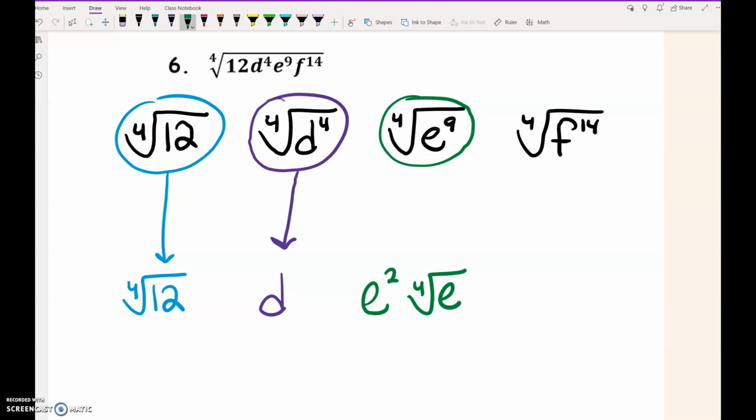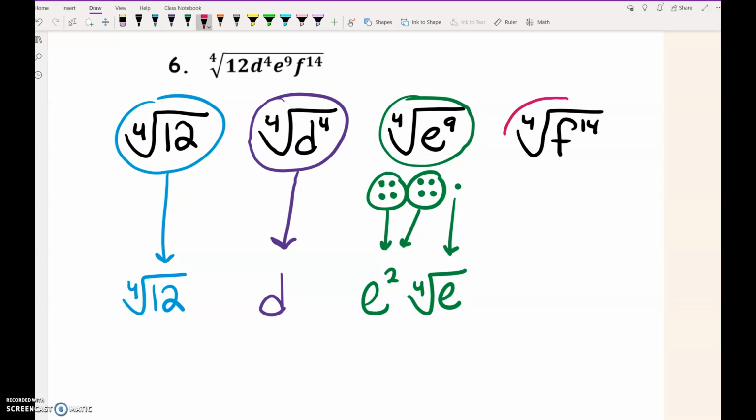Now, I prefer a visual because I don't trust my brain to remember all of that, so I'm doing groups of 4 this time because it's a 4th root. 1, 2, 3, 4, 5, 6, 7, 8, 9. So there's my e squared. Those 2 full groups of 4 become e squared. And the 1 left over is the one that's stuck under the radical.